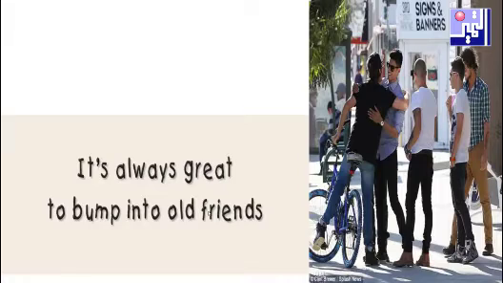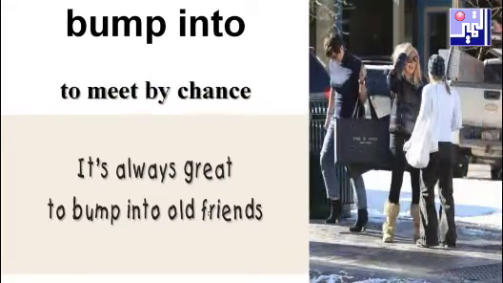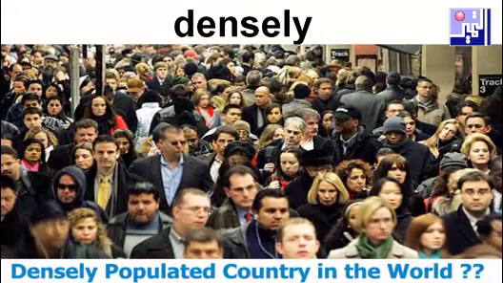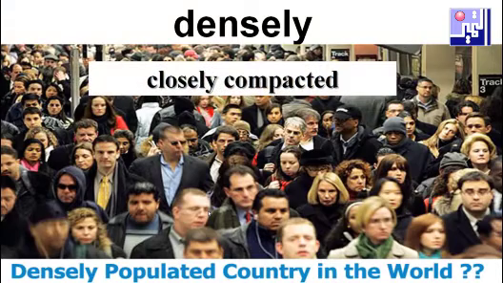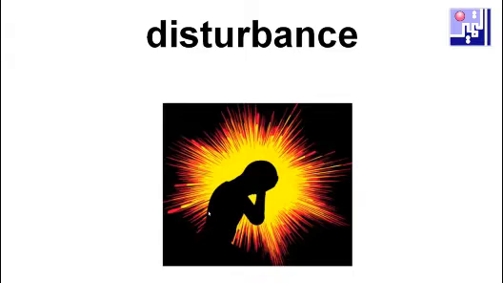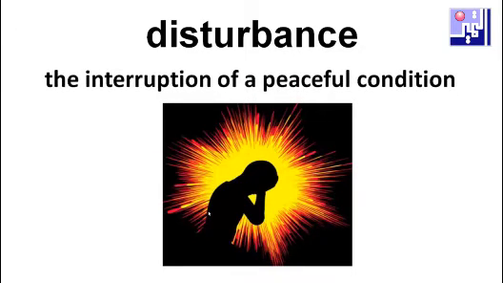After that, we have this picture. Two guys, or a friend meets another friend by chance in the street. So bump into. Bump into here means to meet by chance. It's always great to bump into old friends. After that, we have densely, as in the densely populated countries of the world. So we have densely, closely compacted. After that, it's a lot of noise here. So we have disturbance, the interruption of a peaceful condition.